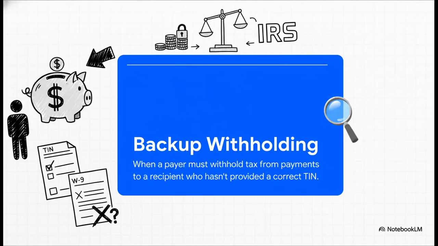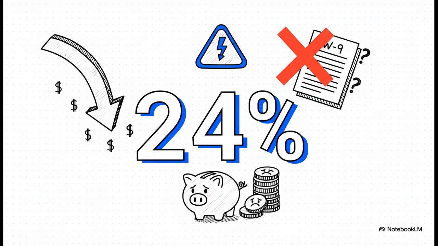So, what happens if you just can't get that correct TIN? Maybe someone refuses to give you a W-9. This is where things get serious. It triggers something called backup withholding, and it means you are legally required to start withholding taxes from their payments and sending that money straight to the IRS yourself. And we're not talking about a small amount. The current backup withholding rate is a steep 24%.